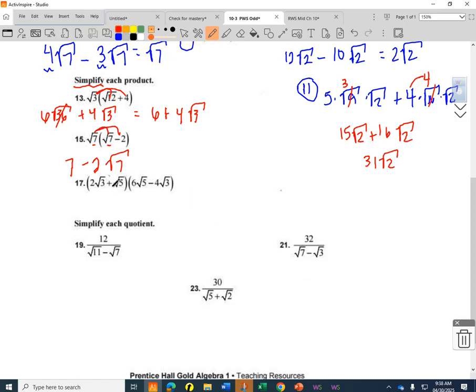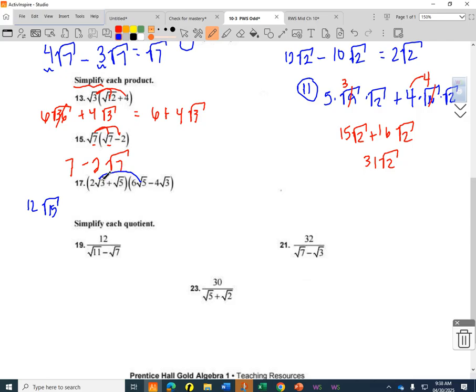The only difference between 17 and 15 is we have to distribute two different numbers, right? Because both of these have to be multiplied by both of these. So that's all we're going to do. We're going to do the square root of 2 square root of 3 times 6 square root of 5. Number times number, square root times square root. If you remember that, that will help you. So 2 times 6 and square root of 3 times the square root of 5.